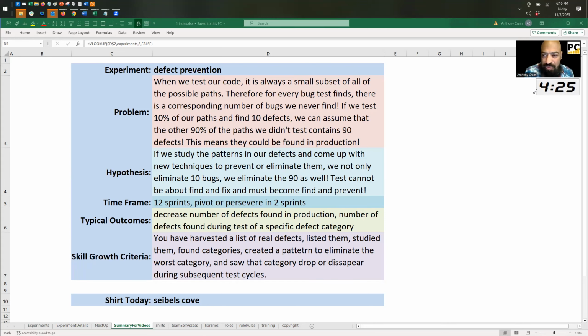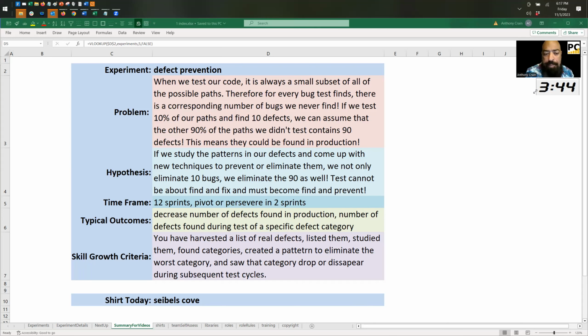So what is the problem we're trying to solve with defect prevention? When we test our code, it's always a small subset of all the possible paths. So that video will show you why. Therefore, for every bug we find, there are way more bugs that we didn't find. So, for example, if we realize we test 10% of all the possible paths to our code, and that's not super unlikely if you watch another video, and we find 10 defects in that 10%, well, then we can assume that in that other 90%, there's an equal density, which would be 90 defects. So that means for every 10 we find, there's 90 we don't, right? That's massive. And so they're going to be found in production.